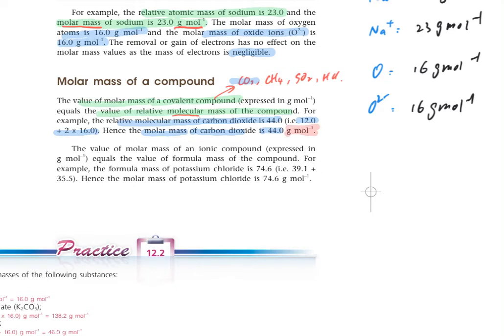Don't forget the unit. And for ionic compounds, we use the formula mass. We don't use relative molecular mass because they are not molecules. So the formula mass of potassium chloride is 74.6. So 39.1 is for potassium plus 35.5 for chlorine. So they add together. The molar mass of potassium chloride is 74.6 gram per mole. Don't forget the unit.